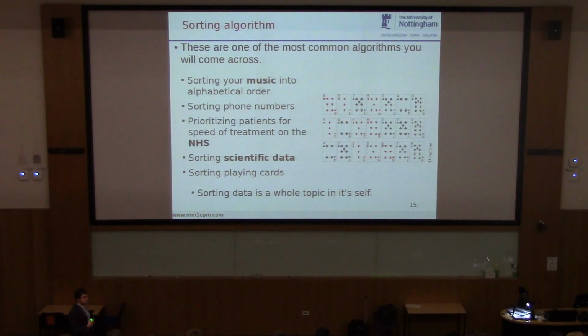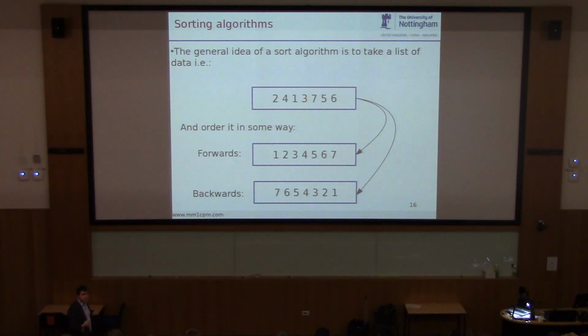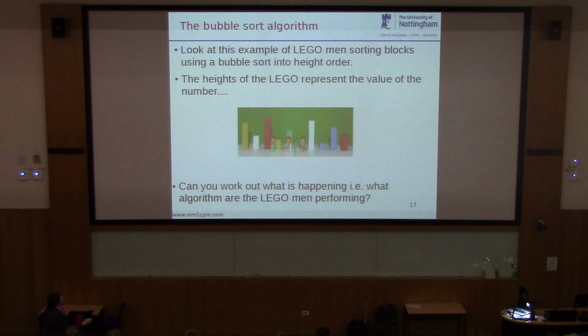There's lots of sorting algorithms that are used all day, every day, and you don't necessarily realize it. Other examples are sorting scientific data and sorting playing cards. So the idea of a sorting algorithm is effectively to take a list of something, here we've got 2, 4, 1, 3, 7, 5, 6, and turn it into an ordered list, so 1, 2, 3, 4, 5, 6, 7, or 7, 6, 5, 4, 3, 2, 1. So it's to give order to something. A reason you might want to do this with scientific data, for example, is that if you collect a muddled list of data, sometimes it's quite difficult to find the exact piece of data you want. So you might want to sort this list to give you very quick access to it. That's one example.